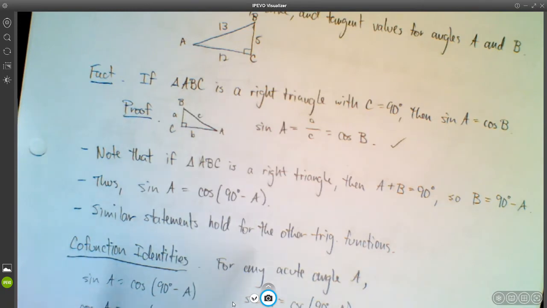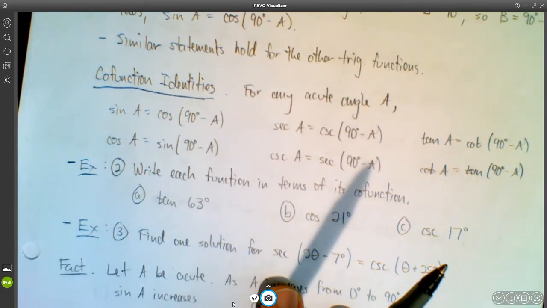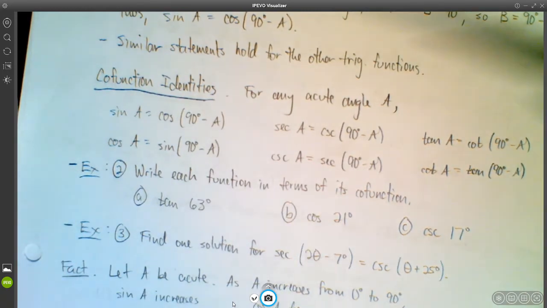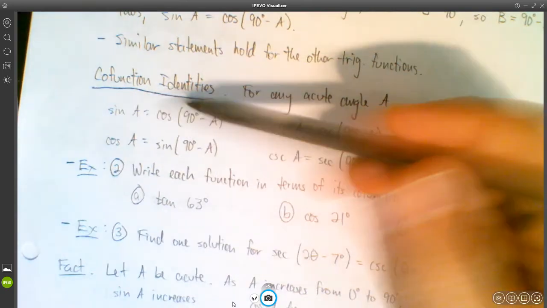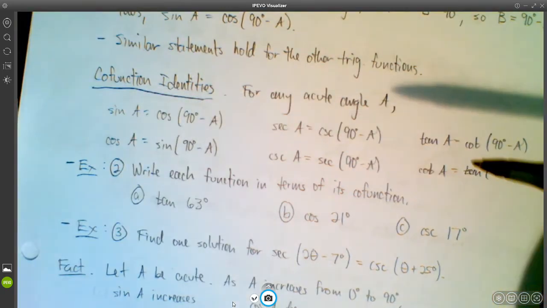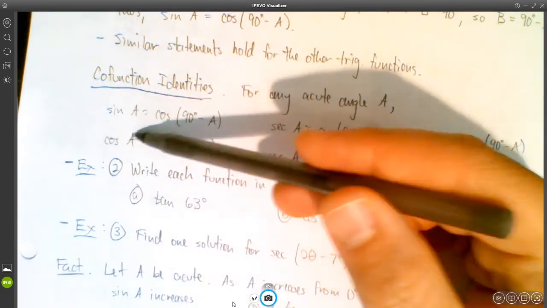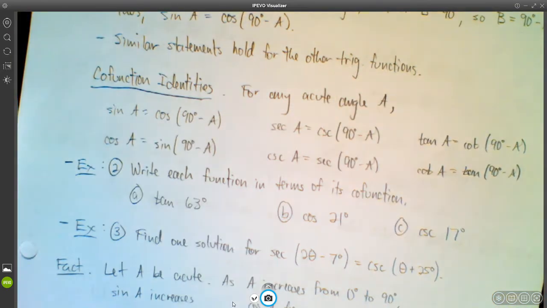And similar statements are true for the other trig functions. So those are called the cofunction identities. Okay, so for any acute angle A, sine A is cosine of 90 degrees minus A. And similarly, cosine A is sine of 90 degrees minus A.